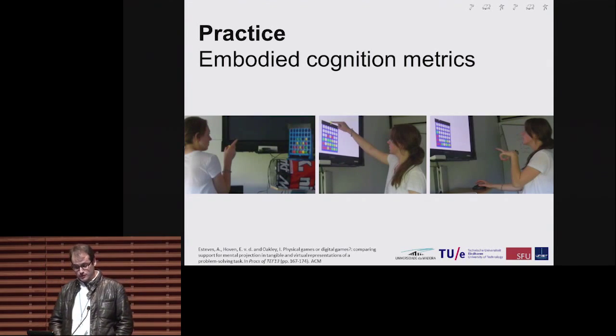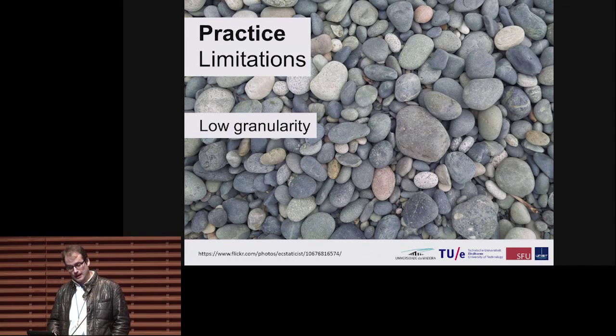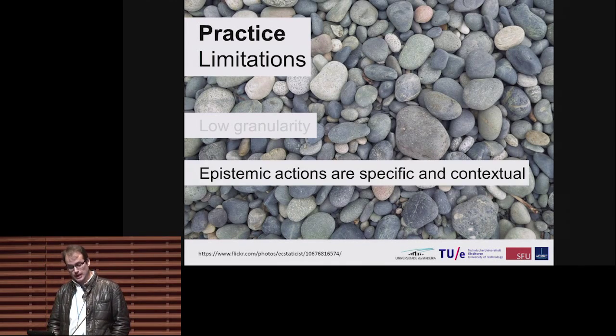I myself have used epistemic actions to compare user performance in a game of Four in a Row using tangible, touch, and mouse interfaces. And I used video coding analysis and also automatic logging of these pragmatic and epistemic actions to do so. And I observed that epistemic actions were really important regardless of the interface, but they were more efficiently performed in the tangible system.